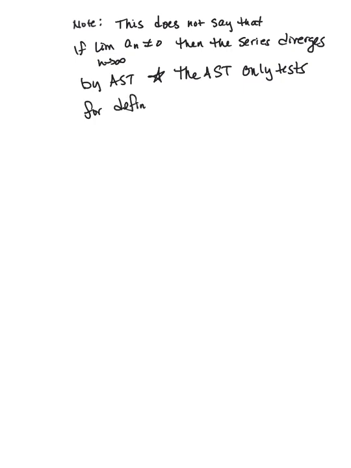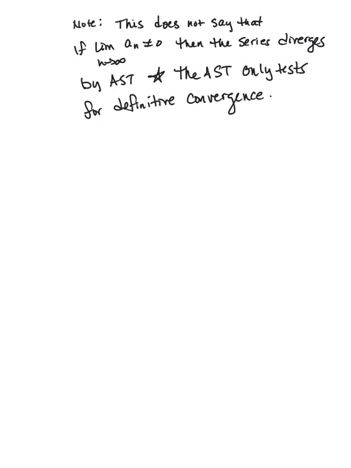Let's look at an example. Oh, by the way, I need to point this out, okay? Note, this does not say that if the limit as n approaches infinity of a sub n does not equal 0, then the series diverges by AST. This test is only used for convergence. Okay, so that's extremely important. The AST only tests for definitive convergence. All right. So keep that in mind.